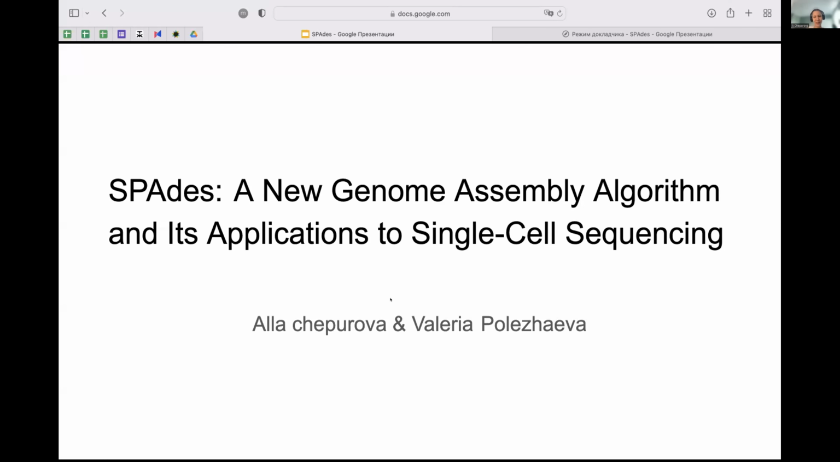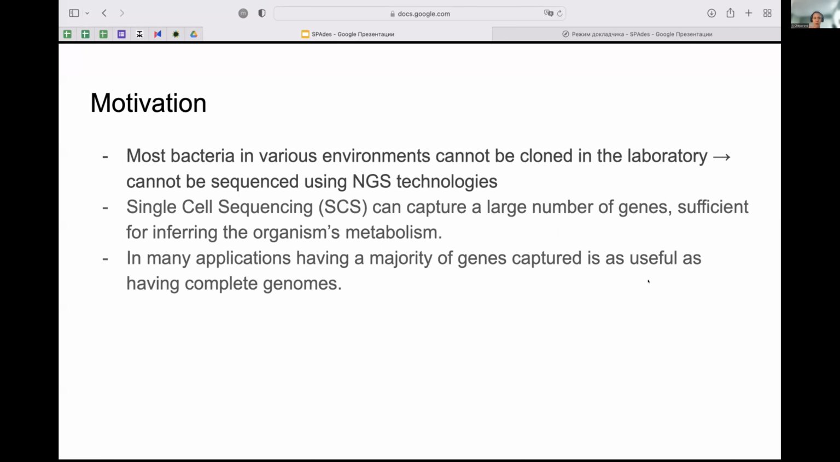Hello, dear colleagues. My name is Alla, and today Valeria and I are going to present to you the paper called SPAdes, a New Genome Assembly Algorithm and its Applications to Single-Cell Sequencing. So, basically, what is the motivation of this paper?